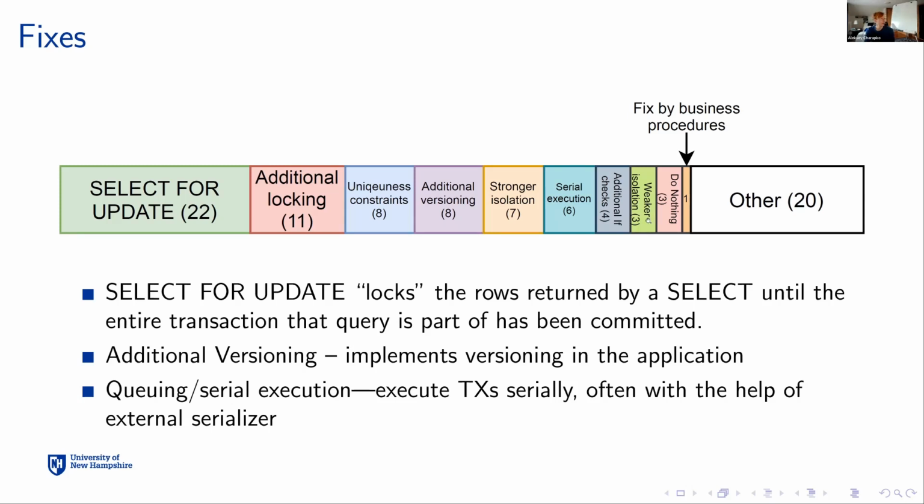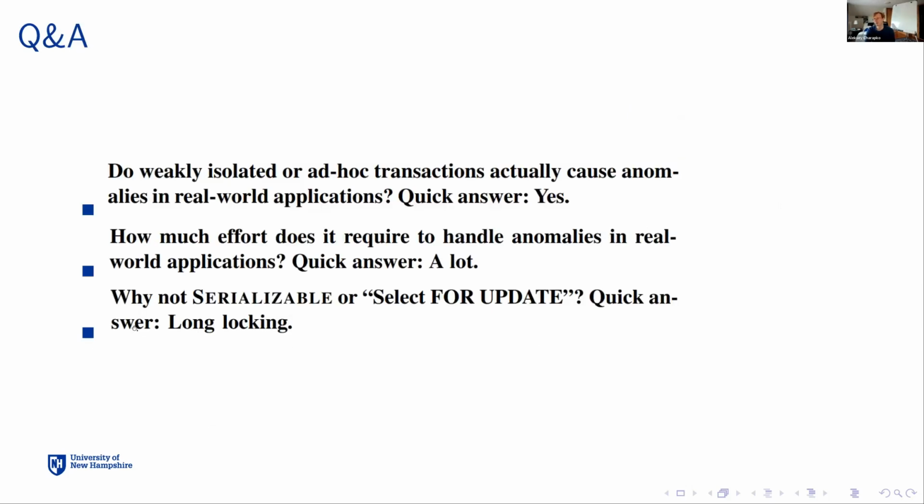Yeah. So the paper at the beginning posed these 3 questions. Do weakly isolated or ad hoc transactions actually cause anomalies in real-world applications? The quick answer is yes, right? So the long answer you can read in the paper, but I think it still boils down to pretty much just yes.